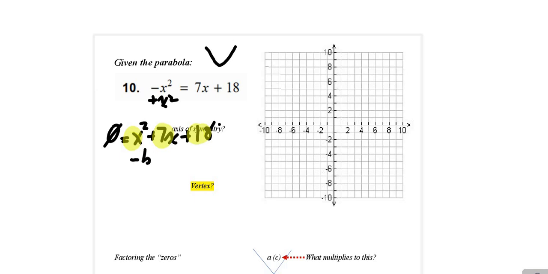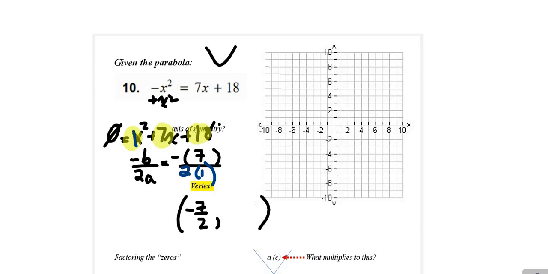Now we're going to find our vertex. Our vertex is negative b over 2a. So that's negative, our b is 7, over 2 times a, which is 1, which means our x vertex is going to be negative 7 over 2. Now we're going to find our y. Negative 7 over 2 squared.